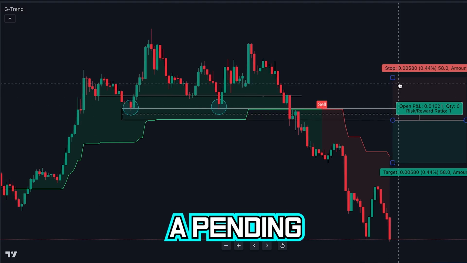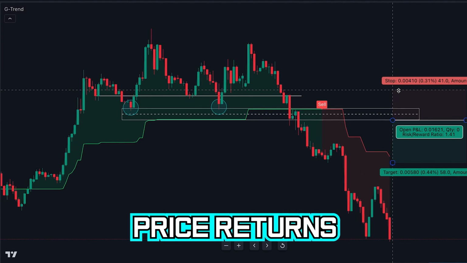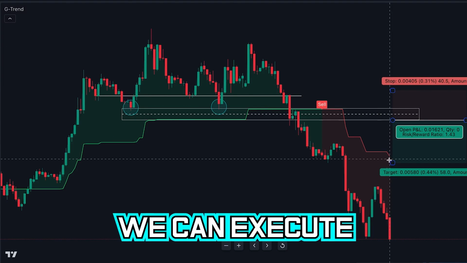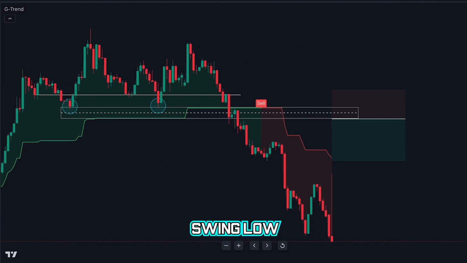We will draw a line across from this level. Now we can place a pending order at that level, and if price returns to that level we can execute a sell and target the most recent swing low.